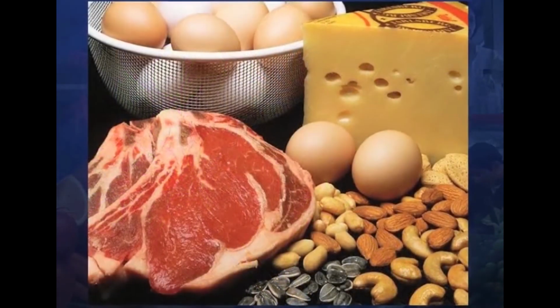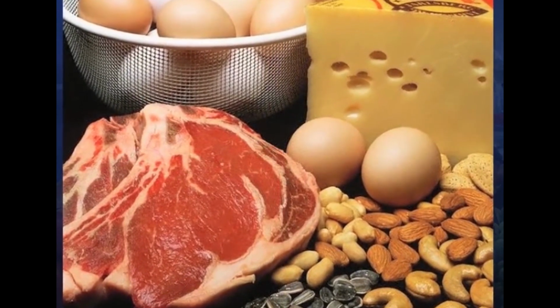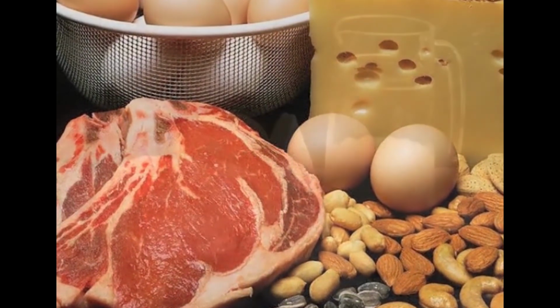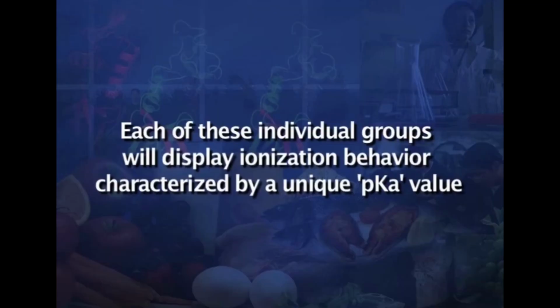Now, there are certain ionization properties of proteins because of the functional groups, the carboxyl and amino group, which can exist in the ionic state. Proteins tend to fold such that their charged residues are located at the surface. This means that the proteins display a number of both acidic as well as basic functions on their surface. Each of these individual groups will display ionization behavior characterized by what is called a unique pKa value.